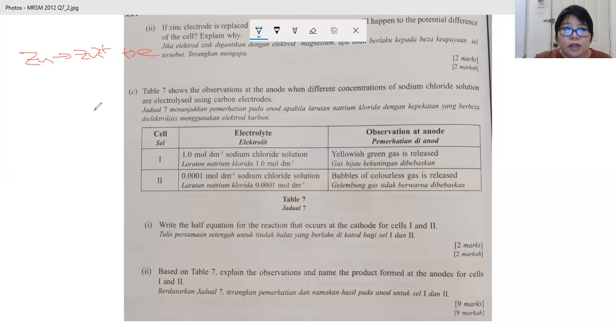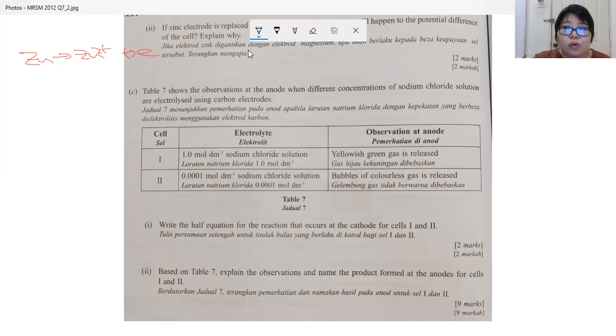Okay, now again, the observation, the zinc becomes thinner. Second part, for the half equation, this is the half equation. Zn becomes Zn2+ plus 2 electrons. Okay, now next part of the question. Next part of the question says that if the zinc electrode is replaced with a magnesium electrode, what will happen to the potential difference of the cell?